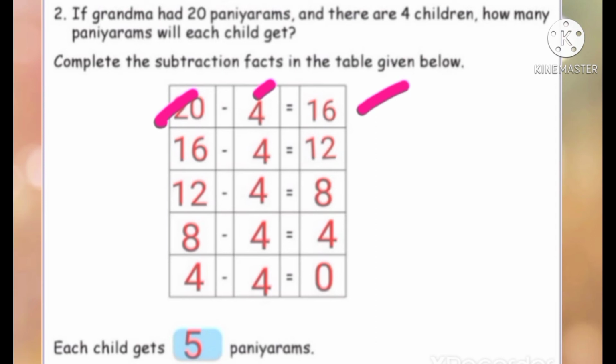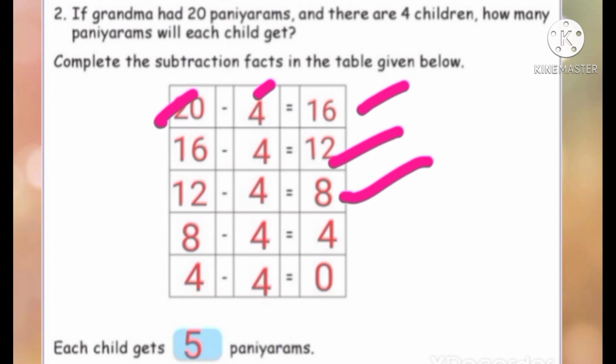Then next we start with 16. So 16 paniyarams. Grandma gave one each to her grandsons. So 16 minus 4, 12. Like that. Next, totally 12 paniyarams she had. So next we start with 12 paniyarams. Grandma gave one each to 4 children. So 12 minus 4, 8.